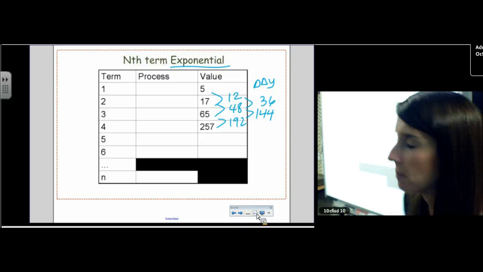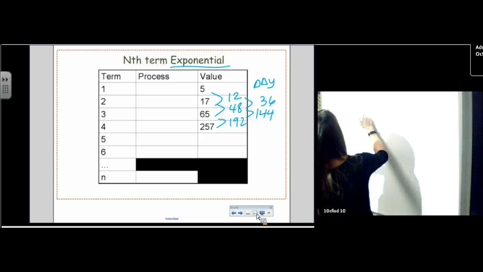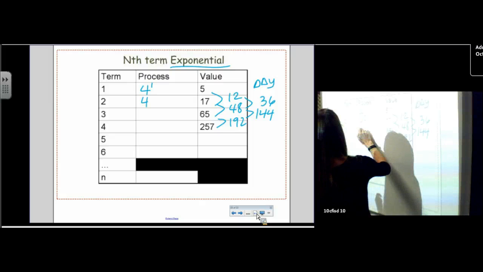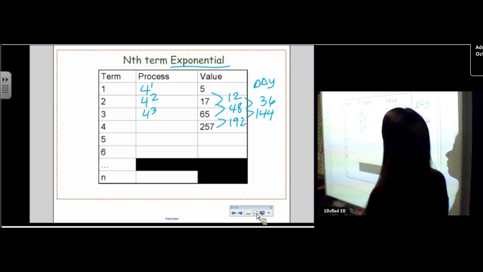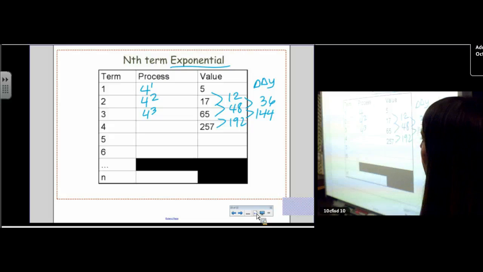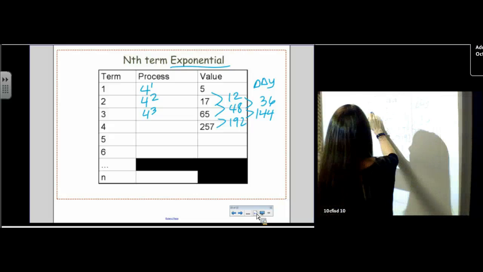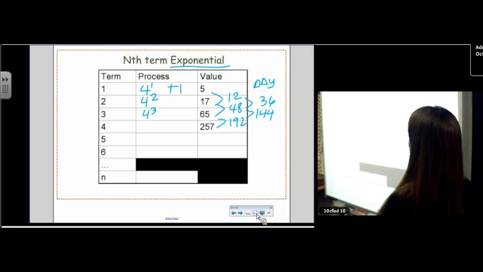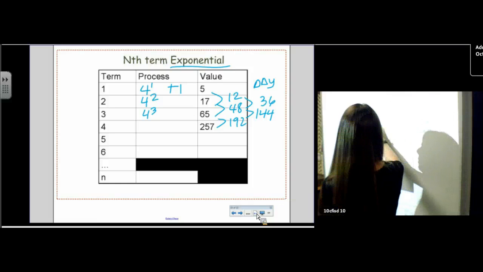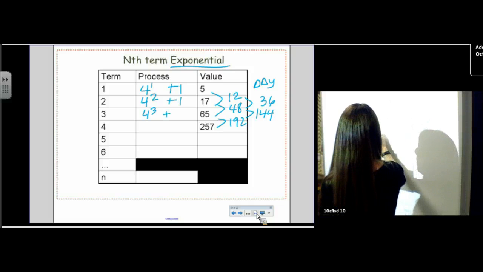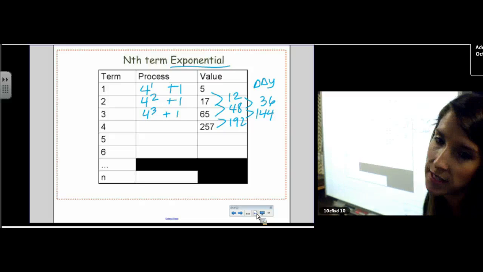Okay. Yeah, 4. So is 4 our base? We're going to find out. We're going to try it. Let's see if it works. 4 to the 1 is 4. How do you make 4 look like 5? Plus 1. 4 to the 2 is 16. How do you make 16 look like 17? Plus 1. And then 64 plus 1.